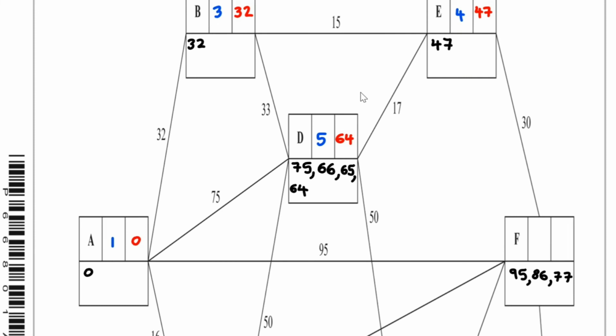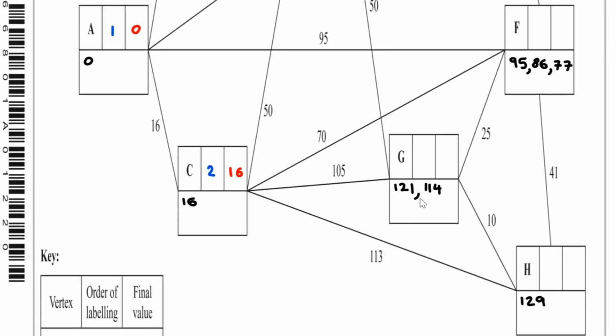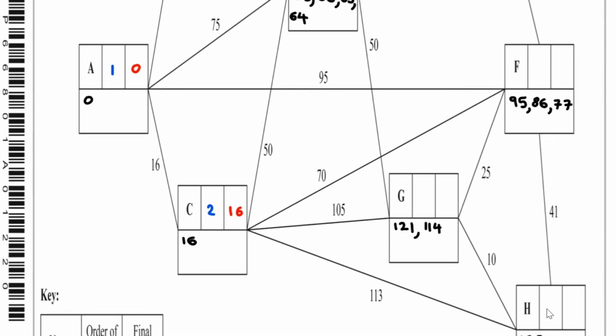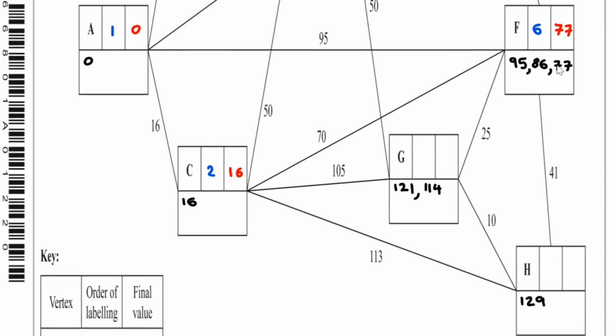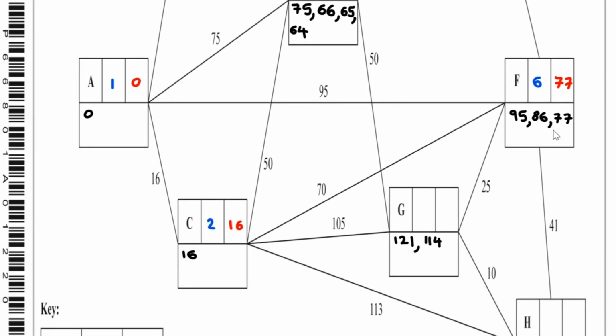And that's all we can do for now. So we need to see which is the smallest from 114, the 77 and the 129. The 77 is the smallest, so F has a final value of 77, and it's got an order of labelling 6. So now everything off F, we've got 77 plus 25, that will be 102.